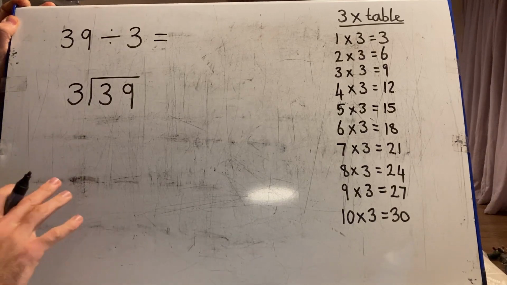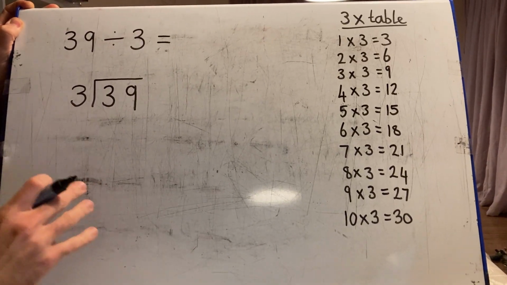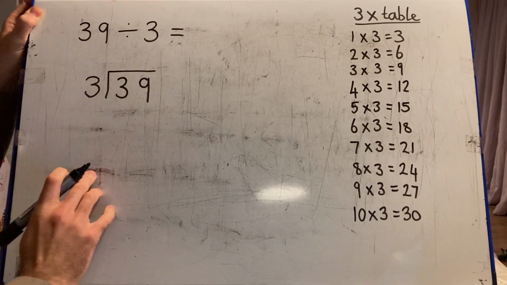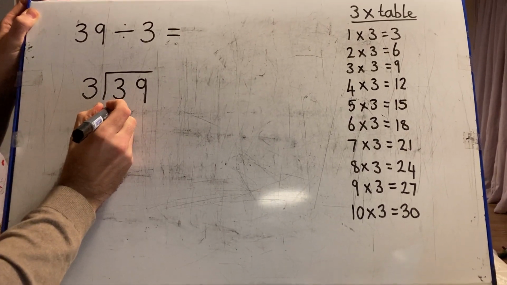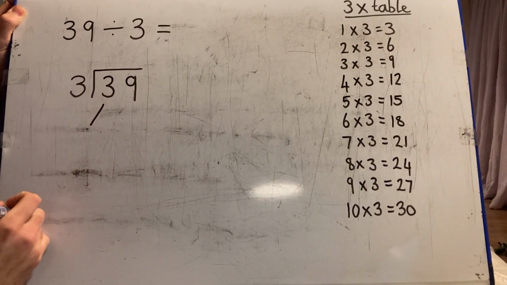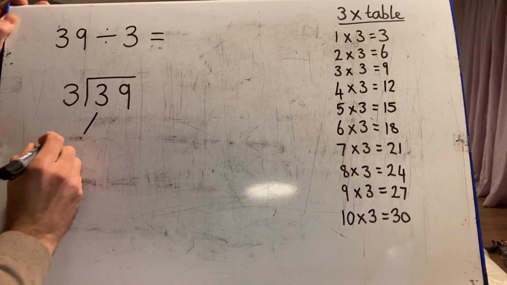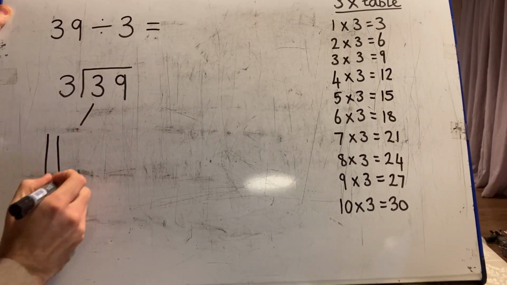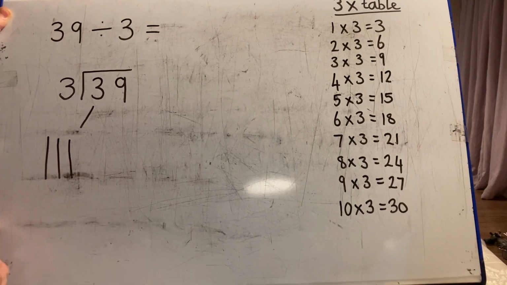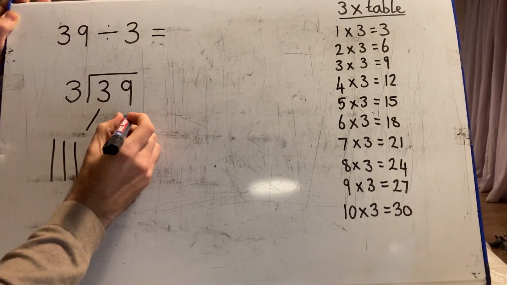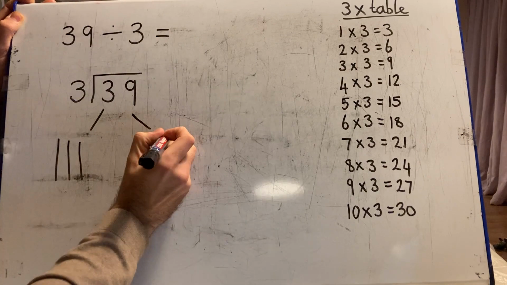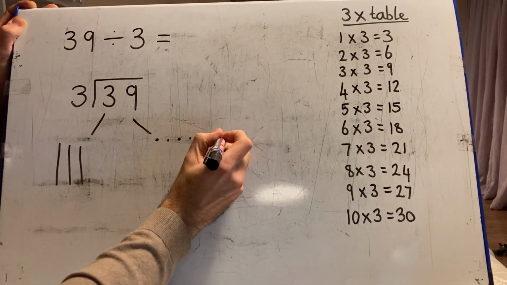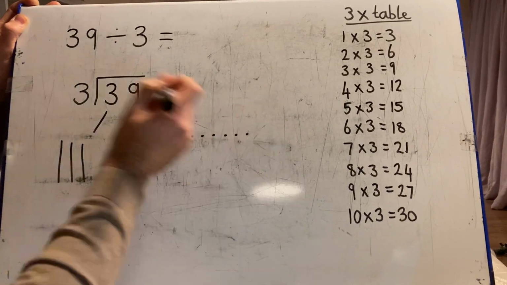So, just talking you through the partitioning method using the drawing, first of all, for those of you that might need that. I'm going to look at my dividend 39 and I'm going to partition it into tens and ones, or tens and units. So 39 is made up of 1 lot of 10, 2 lots of 10, 3 lots of 10. My units, I've got 9, so here we go. 1, 2, 3, 4, 5, 6, 7, 8, 9.